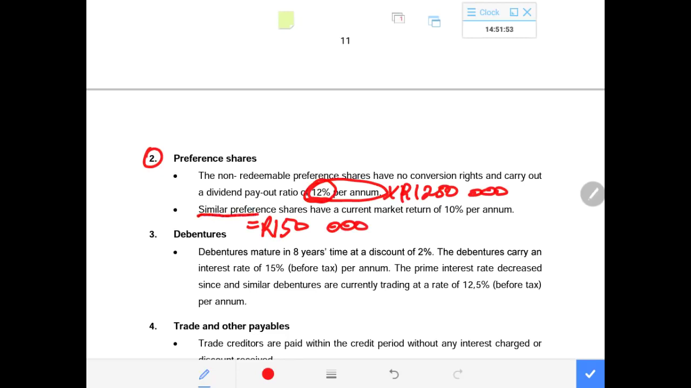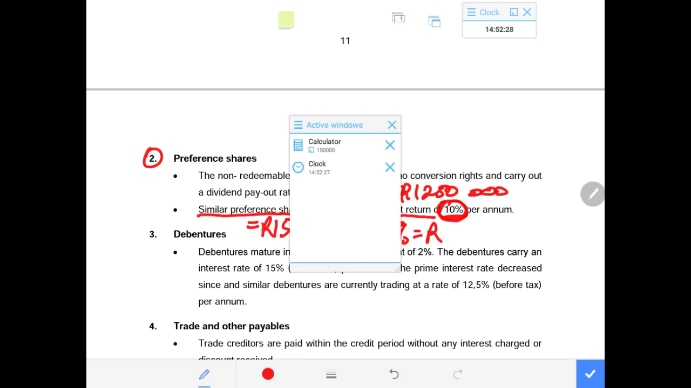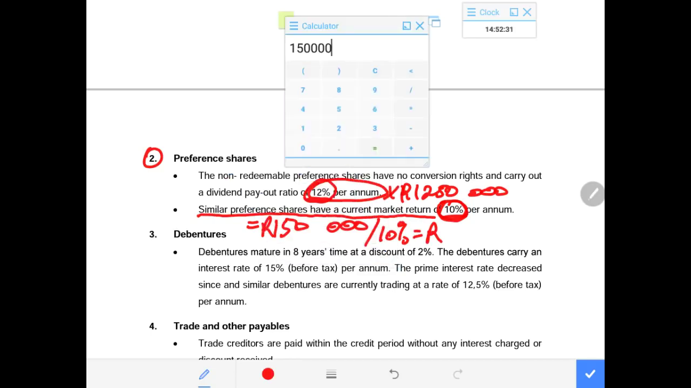However, similar preference shares have a current market return of 10% per annum, not the 12% that we give. So the question is, how much then would the capital have been if we take it according to the market rate, not the rate of 12%. So we already have dividends that are paid at the amount of 150,000. Then we want to know the capital according to the market rate. So we divide this by 10% in order to get the capital of the preference shares according to the market rate, not according to the 12% that we give to our preference shareholders.